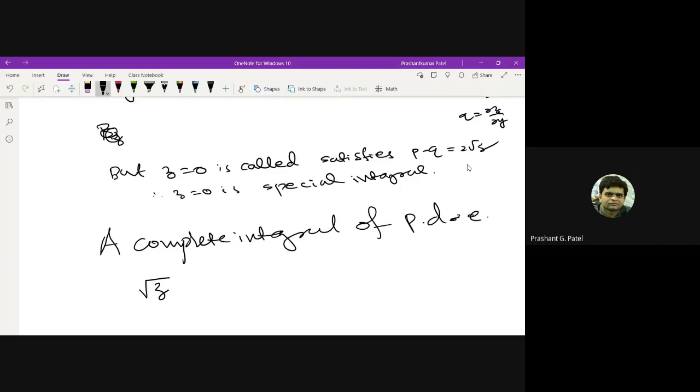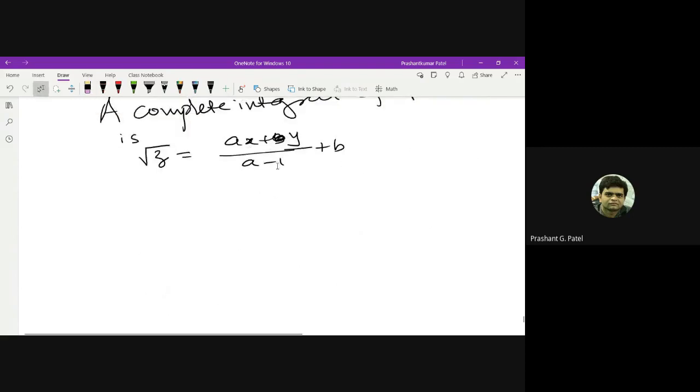The complete integral of this PDE is square root of z = (a x + y)/(a - 1) + b, where a and b are arbitrary constants. So this is a complete integral for that. If you want to check whether it is a complete integral, you have to find the rank of that matrix.